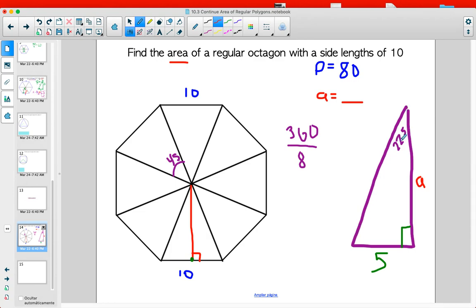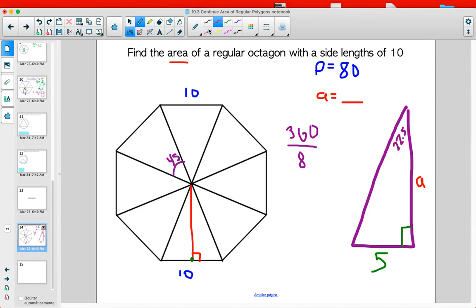Cosine of 22.5 is apothem, or adjacent side, divided by the hypotenuse. Notice how we do not know the apothem. Notice how we do not know the hypotenuse. So we have two unknowns. That is not going to help us. We want to use tangent.